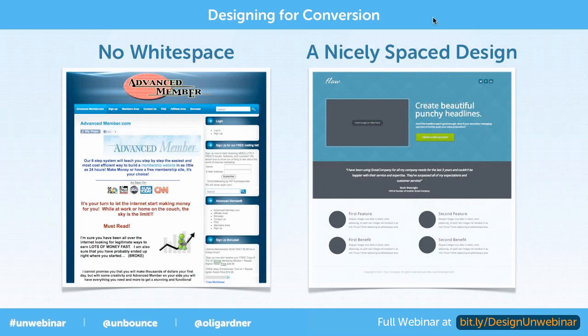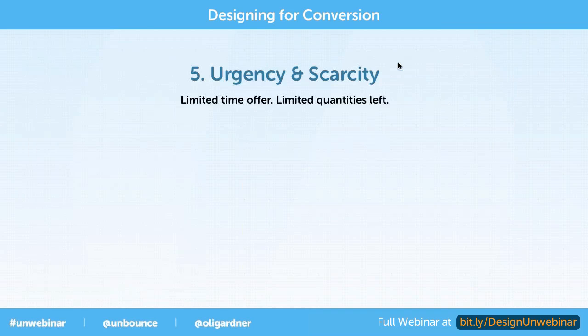Okay, so now we're going to talk psychology. This is the mind control section. Urgency and scarcity. This is where you get into limited time offers or limited quantities. So it's about time, or it's about the number of things that are left. The idea here is you get people to convert because they're afraid of missing out on your limited time offer, or they're scared that things will run out, they'll be sold off the shelves.